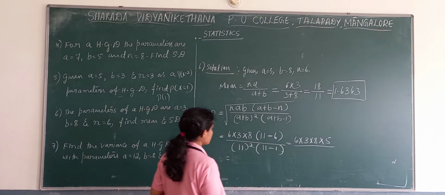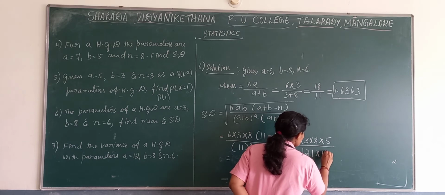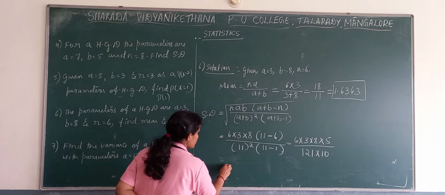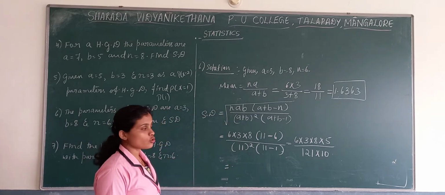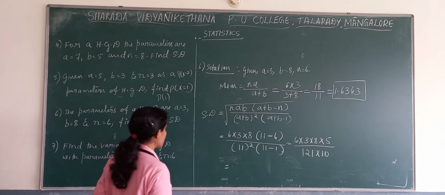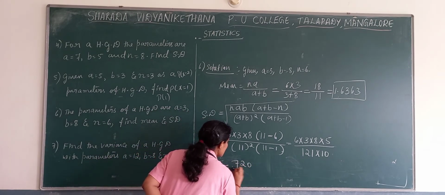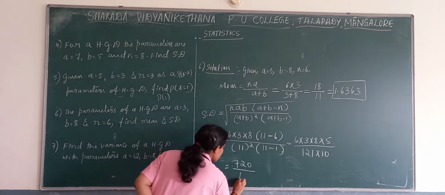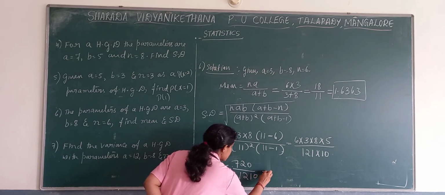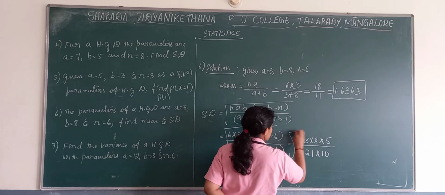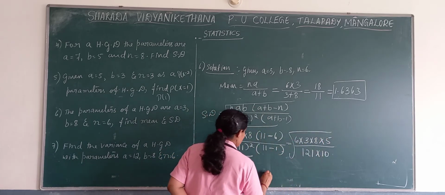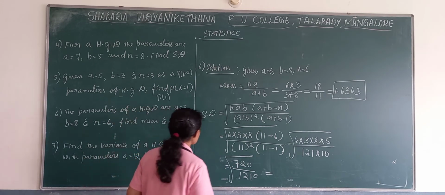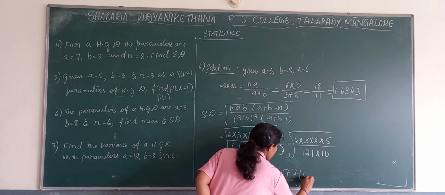11 square we get there 121 into 10. What is that 10? 11 minus 1 we get there 10. Then 6 into 3 into 8 into 5, when we multiply, there we get 720. Then 121 into 10, if we multiply that, there we get 1210. When we divide, and after dividing we need to take the root, when we take the root, we get 0.7714.